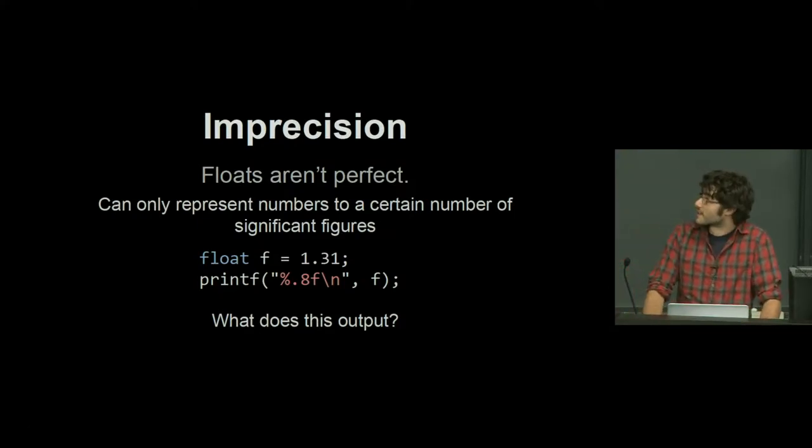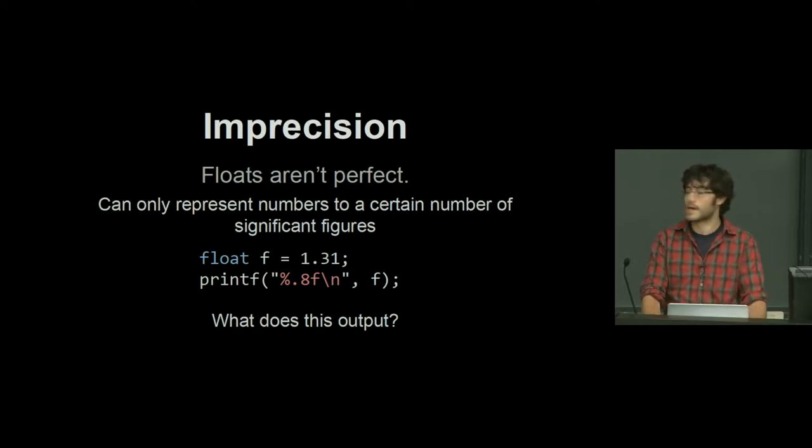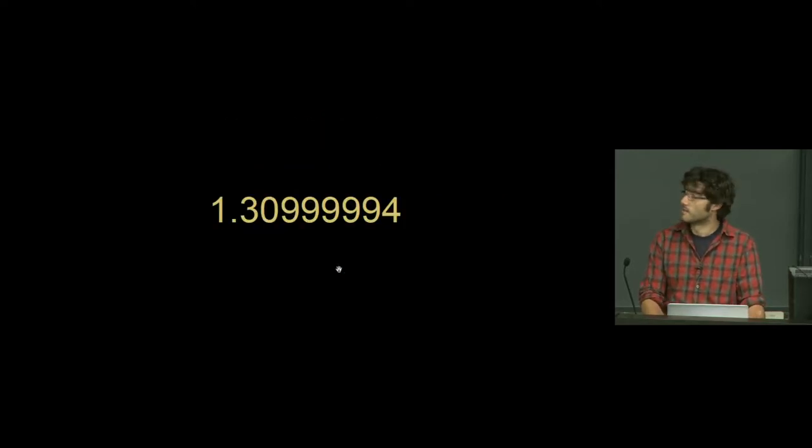So this is 13,099. Why does this happen? Imprecision. Floats aren't perfect. They can only represent numbers to a certain number of significant figures. And so if we print out 8 sig figs on this float, we get a kind of ugly looking number. And that's because 1.31 can't accurately be represented by simple powers of 2 in the machine. And so it ends up taking the closest guess, which ends up being a little low. Make sense?